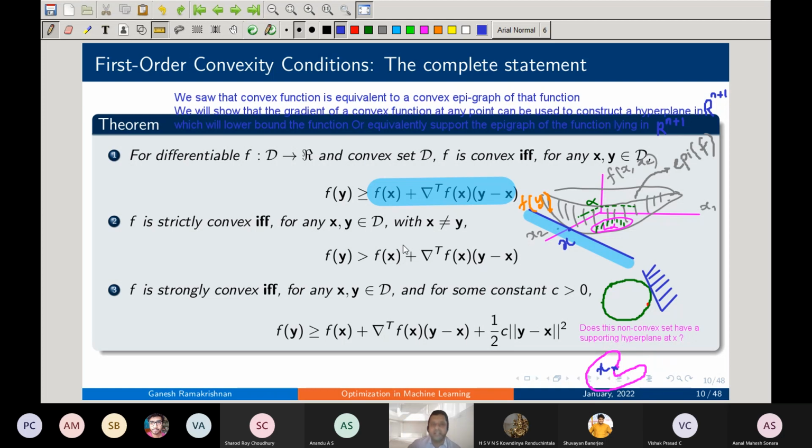There's another way of understanding this. All of us know what this dot product is, right? What is this dot product between the gradient and y minus x? Please answer this question. What is this dot product? We have seen this before.